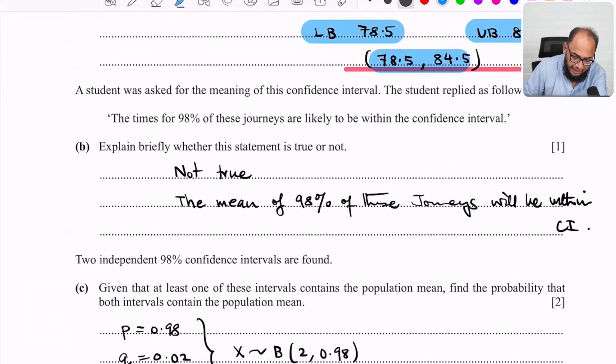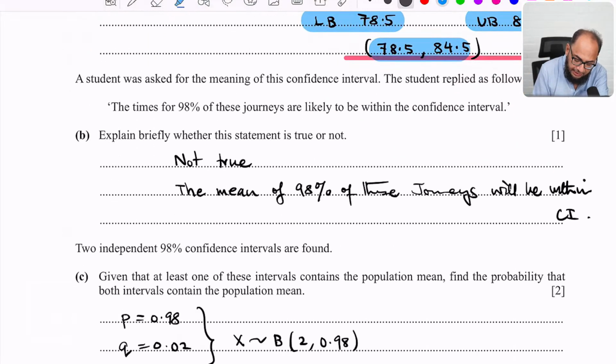The next one. A student was asked the meaning of the confidence interval. The student replied as follows: the times for 98% of these journeys are likely to be within the confidence interval.